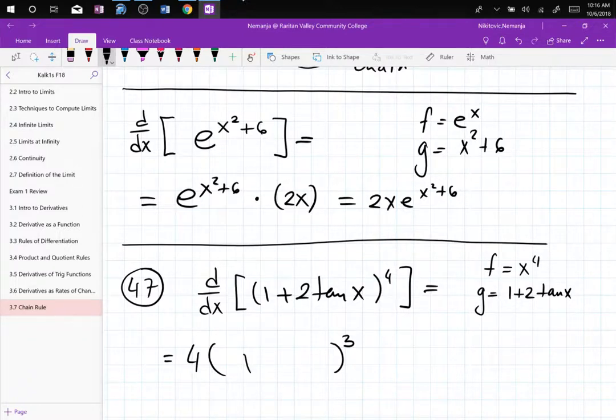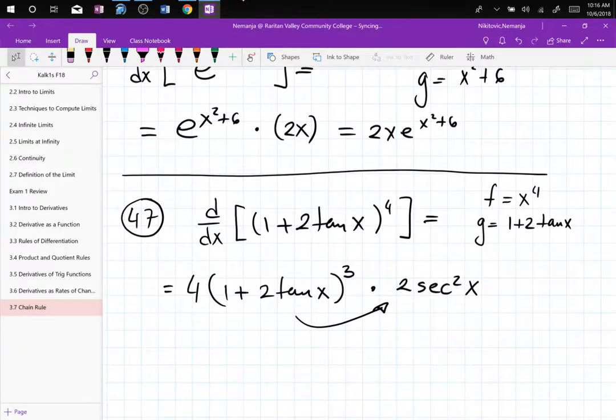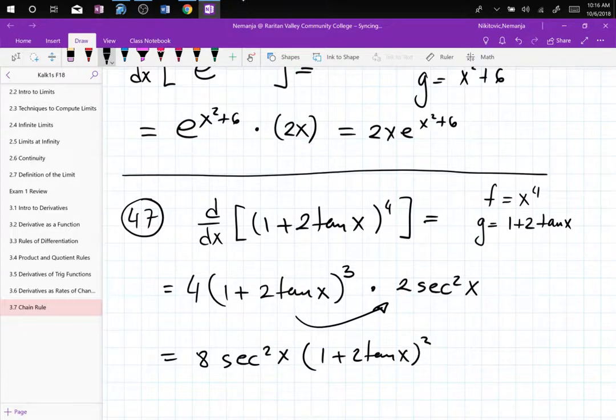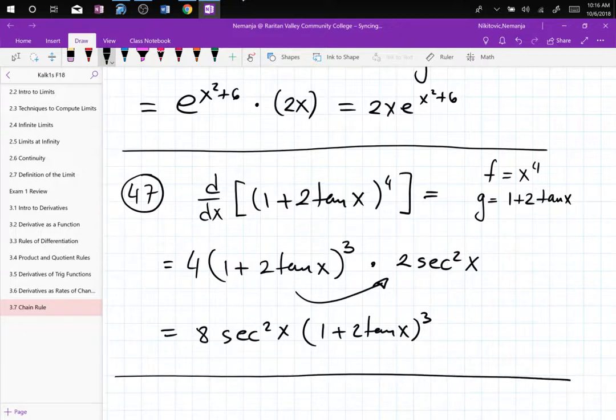So that's 1 plus 2 tangent x. And now what is the derivative of the inside? Derivative of 1 is 0, so we don't have to worry about that. Very good. And what's the derivative of 2 tangent x? 2 secant squared x. Beautiful. Now we're going to simplify this into 8 secant squared x times 1 plus 2 tangent x cubed. That would be the form to present.